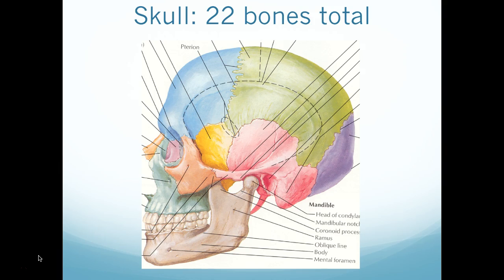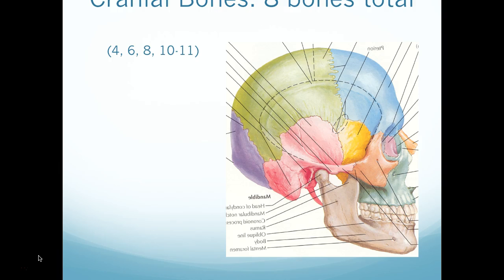So first I want to mention that there are a total of 22 bones within the skull, and we're going to start off with our cranial bones. There are going to be 8 bones total, and throughout my lecture you're going to see these numbers in parentheses. Don't worry about those, they just correspond to a Netter text where I got these images from.